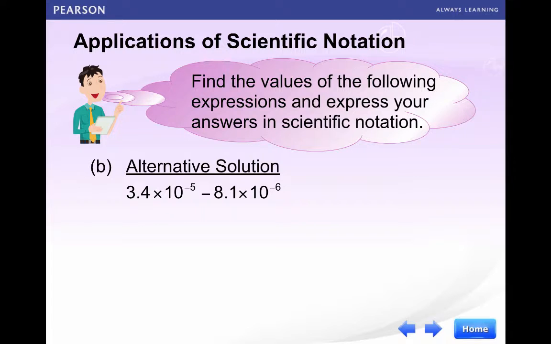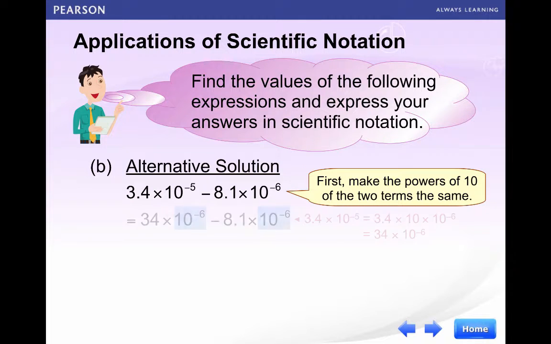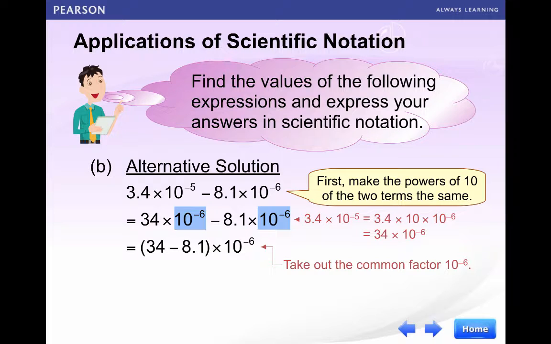Of course, you can use the alternative method. This time you change the first term into 10 to the power negative 6 times 34. So 34 minus 8.1, with 10 to the power negative 6 as the common factor, becomes 25.9 times 10 to the power negative 6. But this is not expressed in scientific notation, so we have to change it back. So the answer is like this.